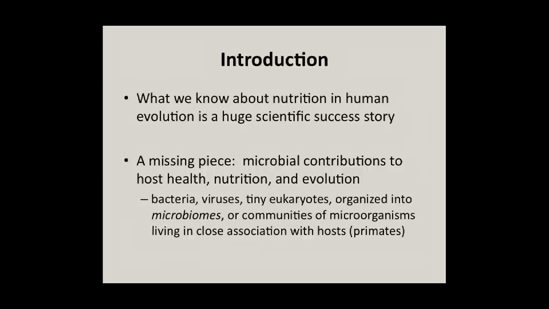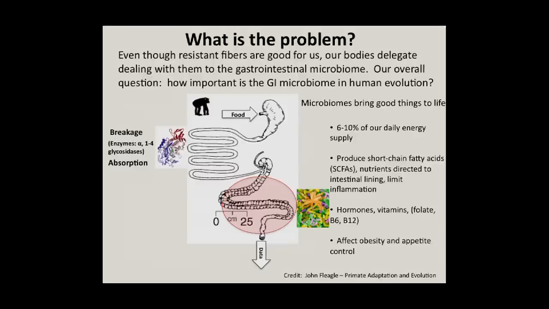What we're mainly interested in are bacteria, including archaea, viruses, and tiny eukaryotes that are organized into microbiomes, or communities of microorganisms living in close association with hosts. And when I talk about hosts, I'm going to be referring really just to primates in this particular talk. Now, what is the problem that we're interested in? Undoubtedly, we've all been told that fiber is really good for us, and that is actually true. Even though resistant fibers are good for us, our bodies actually delegate dealing with them to the gastrointestinal or GI microbiome. So our overall question is, how important is the GI microbiome in human evolution?